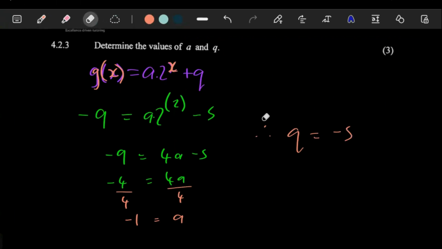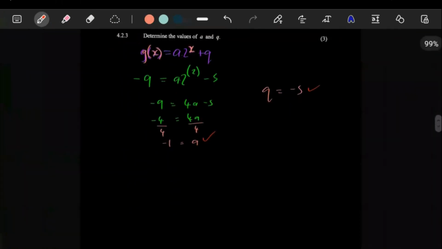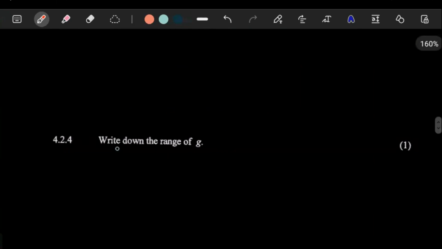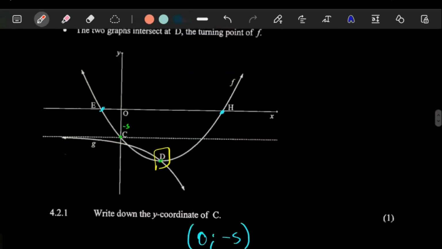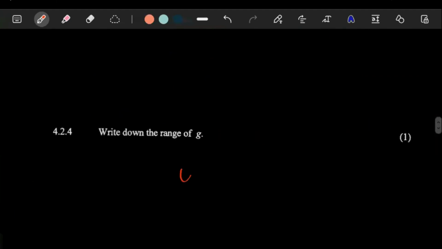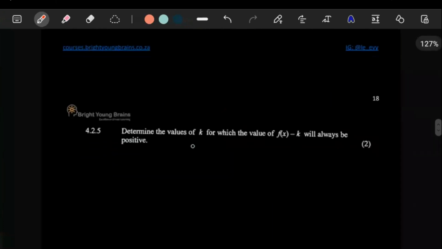Why am I even putting therefore? It's kind of weird. Anyways, that's how you're going to get these two things. Nice, simple marks. 4.2.4, on the range of g. The range of g is y values below -5. Y has to be smaller than -5. Nothing crazy there. Determine the value of k for which this equation will always be positive.